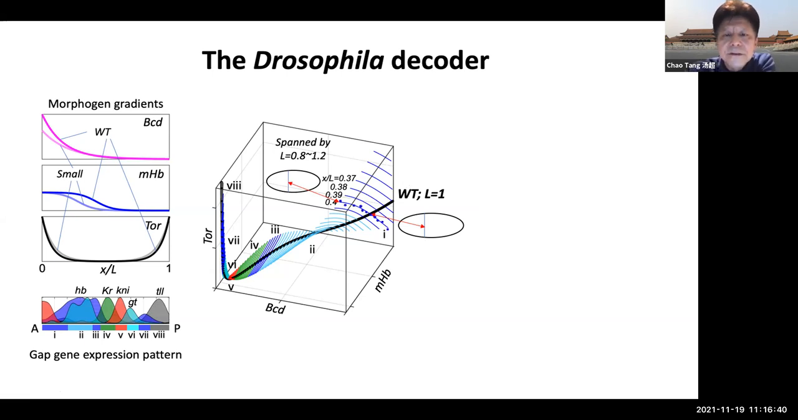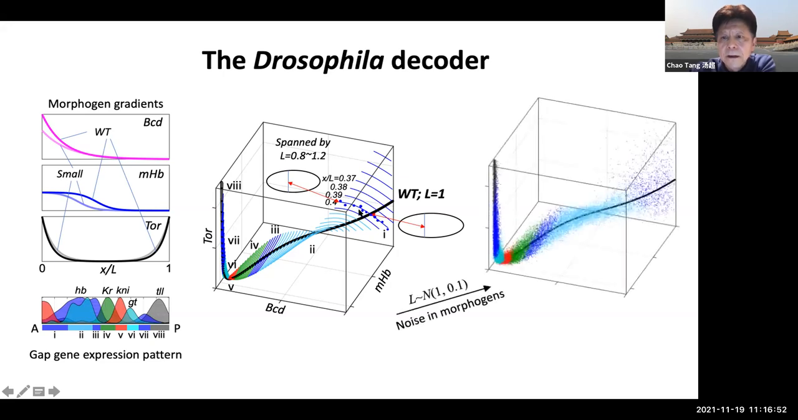And to make things even more realistic, we put noise into the morphogens so that instead of a line, you have these noisy points. And in the end, you get a decoder map like this. And these different colors indicate that they should have different cell fates.